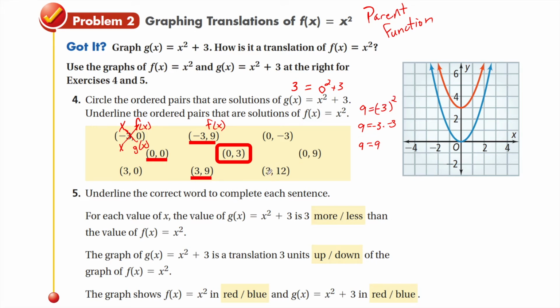And then we have the 3 and the 12. 3 squared equals 9, so if we add 3 to that, you'll get 12. So sure enough, the 3 and the 12 will work for g of x.